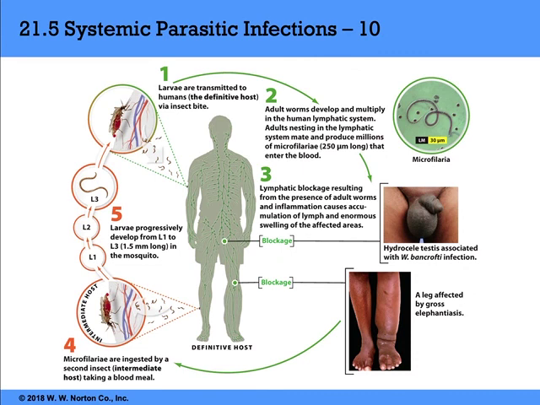Well, larvae are transmitted to humans through the insect bite. The adult worms develop and multiply in the human lymphatic system, and they nest there and mate and produce millions of microfilariae. These are worms which then enter the blood. Lymphatic blockage results from the presence of these worms, and inflammation causes accumulation of lymph and swelling in the affected areas. So you usually see these where there's lots of lymph nodes, which would be areas like the inguinal, okay, the popliteal, the axillary, okay.